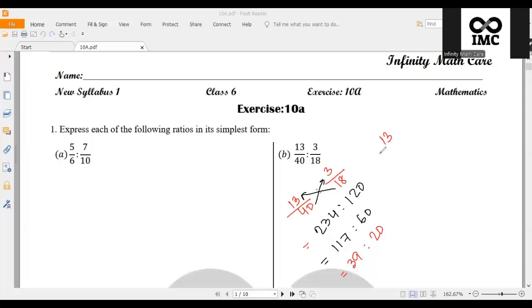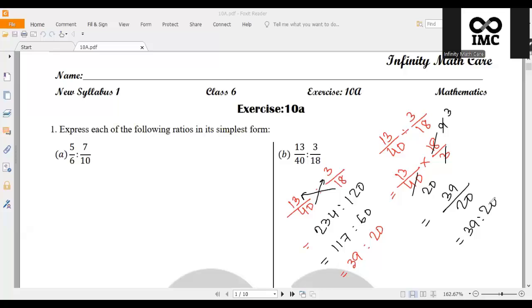We can also solve this problem by using the division method. 13 by 40 is to 3 by 18. So 13 by 40 divided by 3 by 18, by using the division sign, we can say this one will be multiplied by 18 by 3. Okay. Now cancel the values. So here 40 by 2 will be 20 and 18 by 2 will be 9. Then again 9 by 3 will be 3. So right now 13 3s are 39 by 20. As the final answer we can write 39 is to 20. Okay, I hope you understand this one properly.